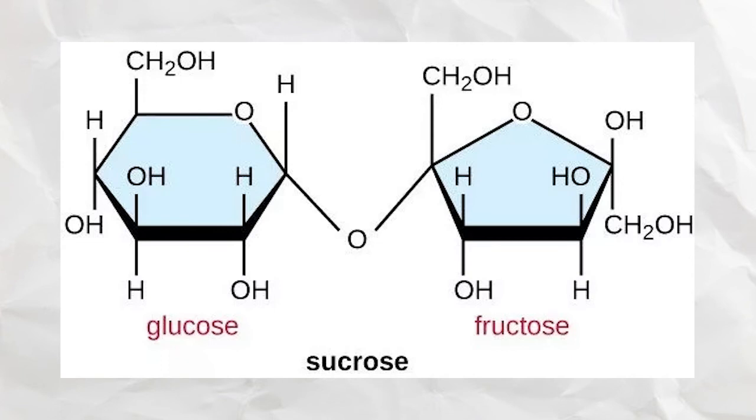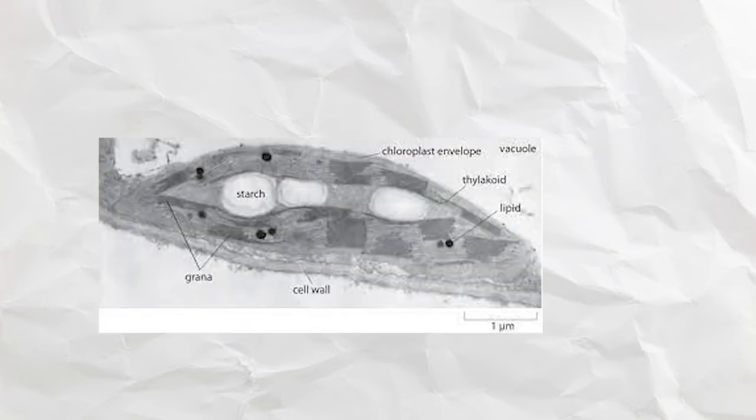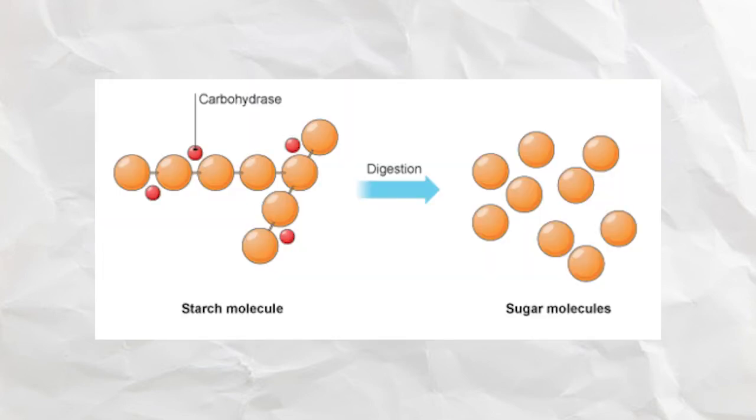Glucose and fructose combine to make sucrose, a disaccharide polymer sugar. Starch and cellulose are examples of long polymers of glucose. Starch is used for energy storage in the chloroplasts of plants. Simple enzymes can break down the starch to get individual glucose, which the plant can use for energy. Animals can also use starch from plants, but can't produce it.